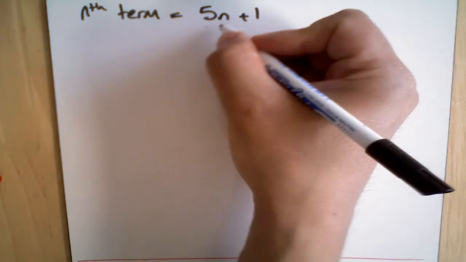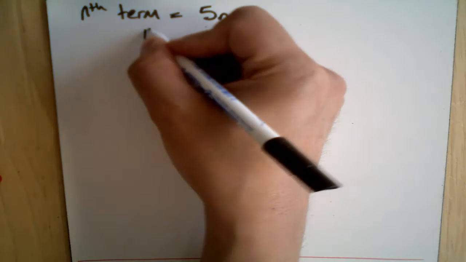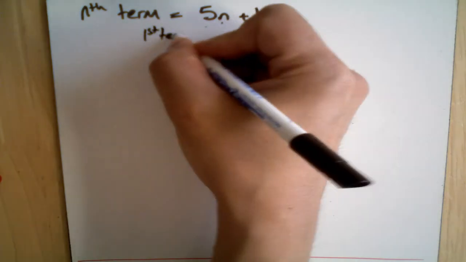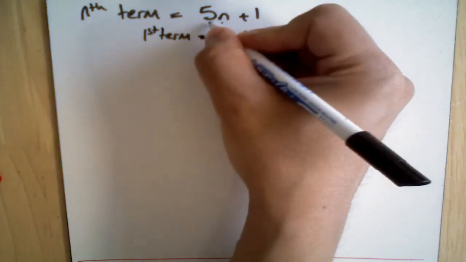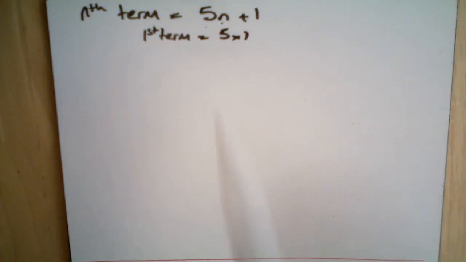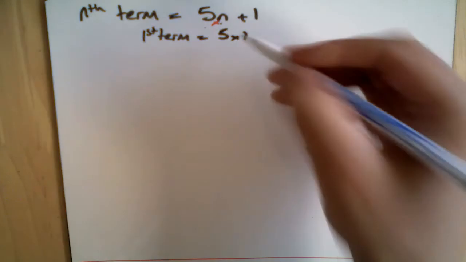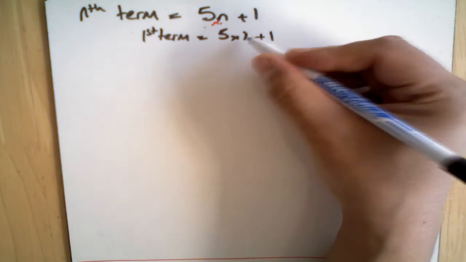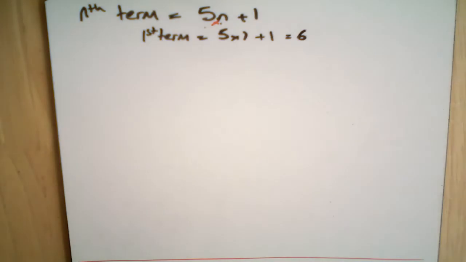So if you want to find out what the first number in the sequence is, you just replace this n here with the number 1. So to find what we call the first term, you would do this. You go 5 times by 1. Remember that 5n means 5 times by n. So we go 5 times by 1 plus the 1, do the math. 5 plus 1 makes 6. So the first number in our sequence would be 6.